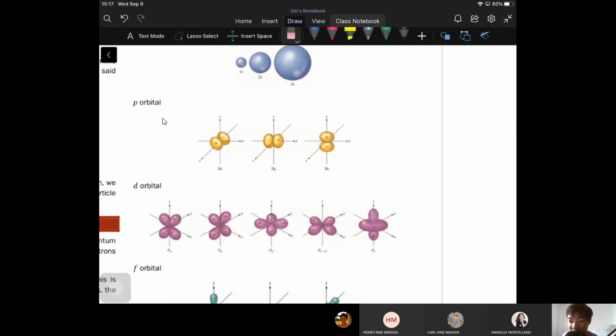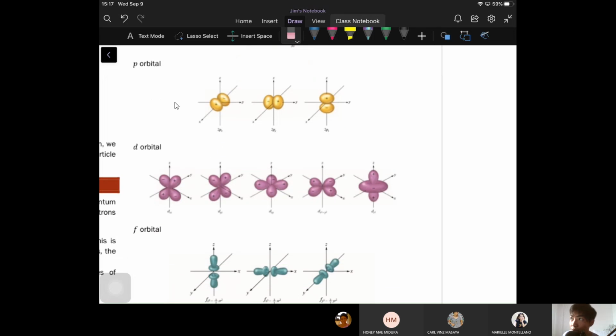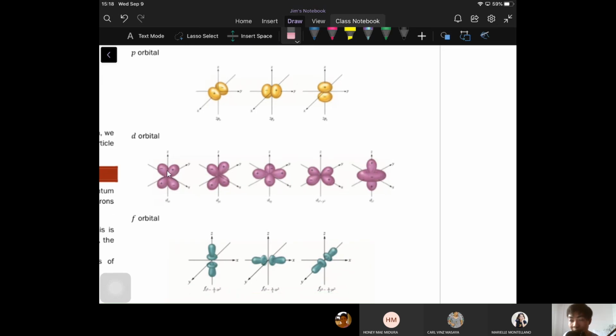P orbital, ang L niyan ay 1. So kapag kukunin mo yung magnetic quantum number, that is negative L to positive L, so that's negative 1, 0, positive 1. Kaya tatlo yung shapes na pwede nating gawin. Each shape can hold 2 electrons. So in total, we can have 6 electrons for the p orbital. For d orbital, ang L niyan ay 2. So ang ML niya ay negative 2, negative 1, 0, positive 1, positive 2. So that means we can form 5 different shapes. And each shape, they can hold 2 electrons.